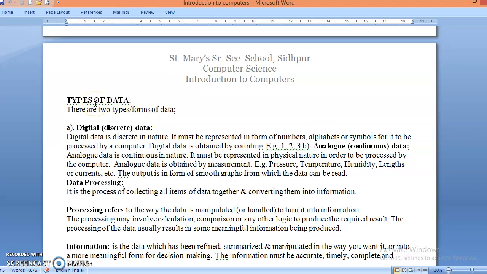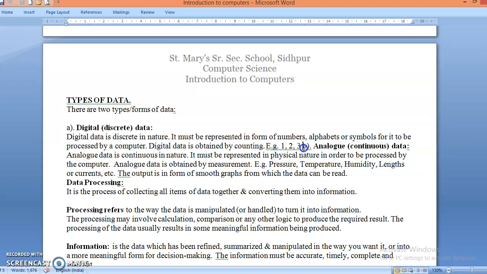So what types of data can we feed into a computer? Basically there are two types, or forms, of data: digital and analog. Let us see what digital data means. Digital data is discrete in nature. It must be represented in the form of numbers, alphabets, or symbols for it to be processed by a computer. Examples are 1, 2, 3; these are all examples of digital data.